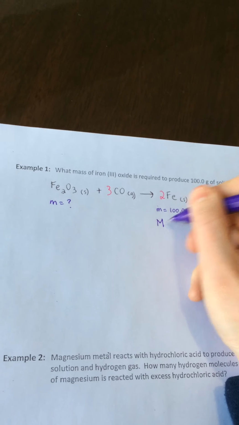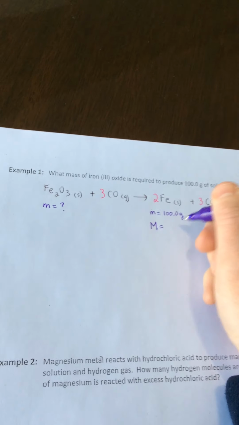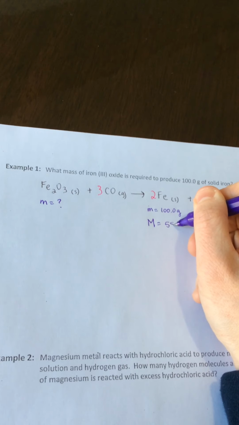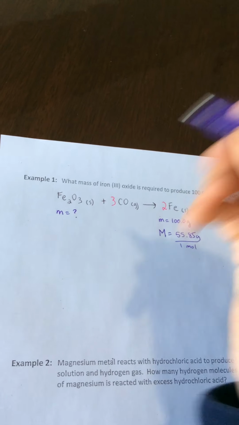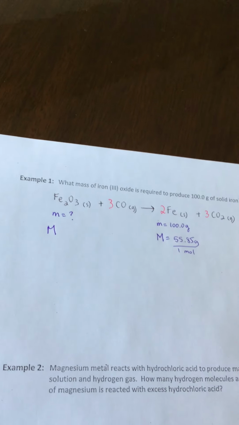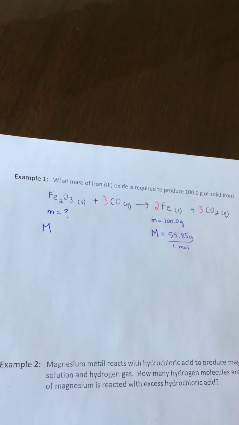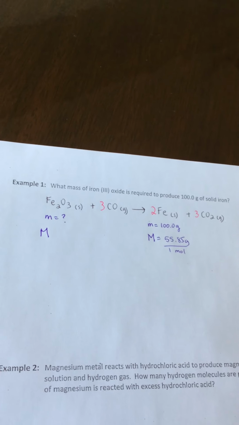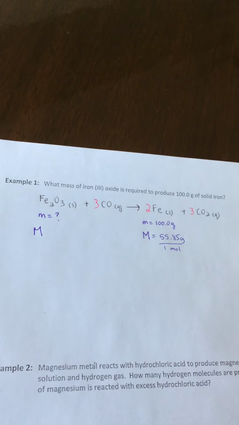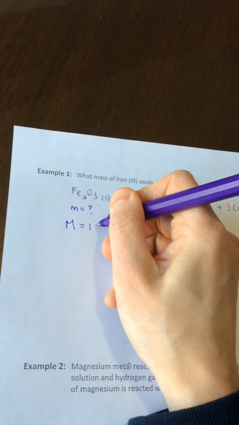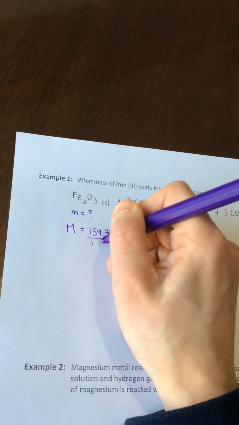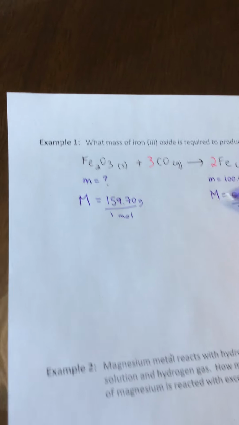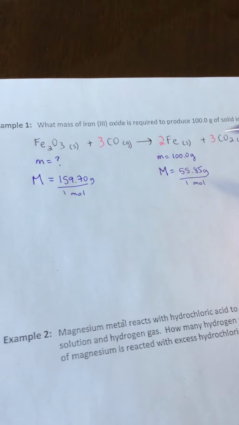Well, you can always figure out your molar masses. If you look on the periodic table, the molar mass of iron is 55.85 grams for every 1 mole. Well, we can also figure out the molar mass of the iron 3 oxide. We have 2 irons, 3 oxygens. If you were to add that all up, you would get 159.70 grams for every 1 mole. All right, so step 1 is going to be figuring out the moles of the iron.